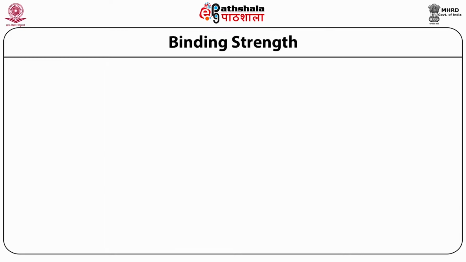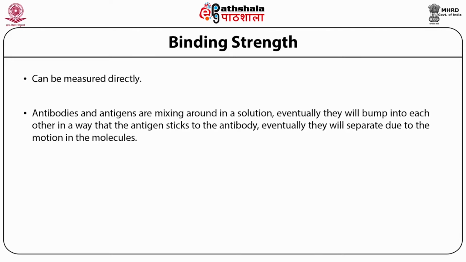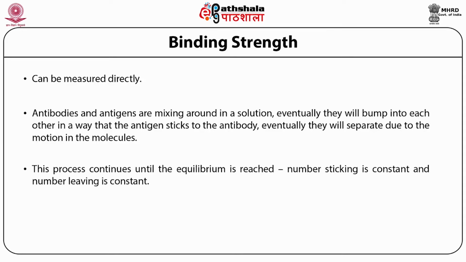Binding strength. The binding strength can be measured directly. Antibodies and antigens are mixing around in a solution. Eventually, they bump into each other in a way that the antigen sticks to the antibody. Eventually, they separate due to the motion of the molecules. The process continues until equilibrium is reached, where the number sticking is constant and the number leaving is constant. This can be determined for any protein and its ligand.